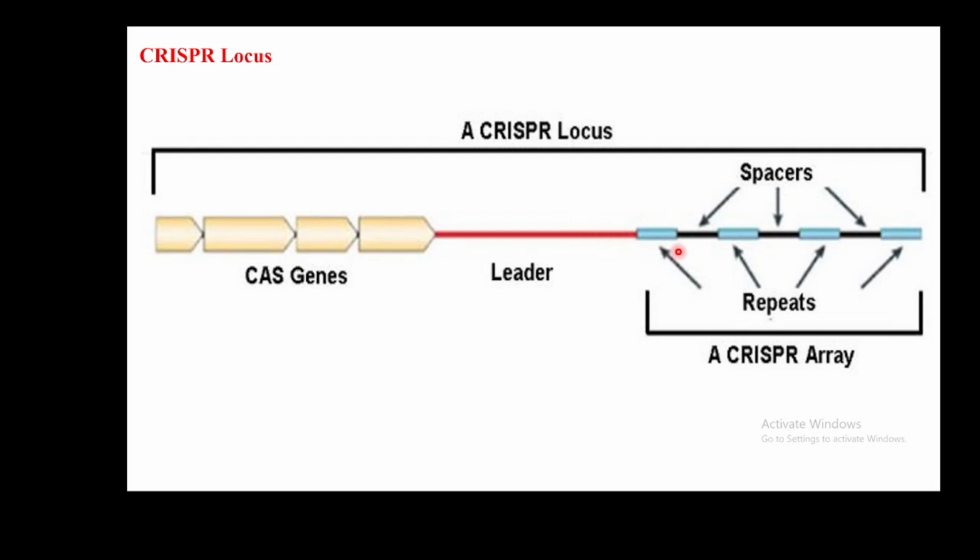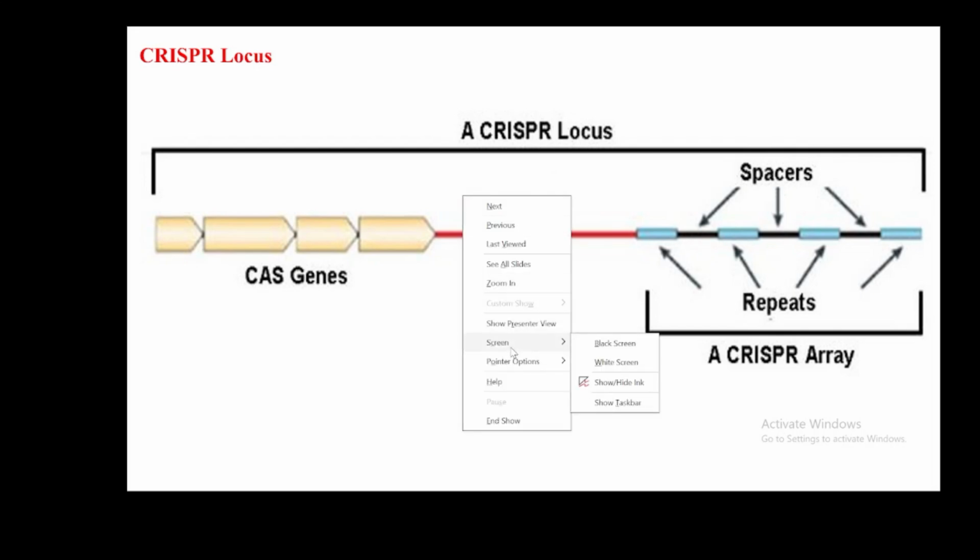Similarly, what did the bacteria do? When a virus attacks the bacteria, they chop the viral DNA and integrate that viral DNA in between these repeats. These are the palindromic repeats. So what are palindromic repeats? For example, if you take A, N, A, N and N, A, N, whether it is 5 prime to 3 prime or 3 prime to 5 prime, they are similar. So this is known as a palindromic sequence.